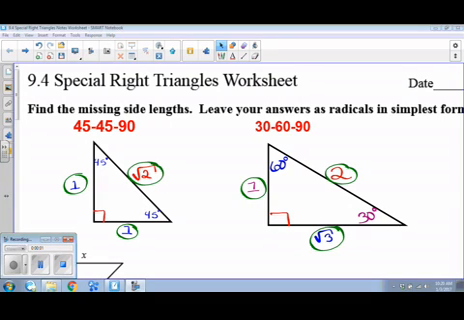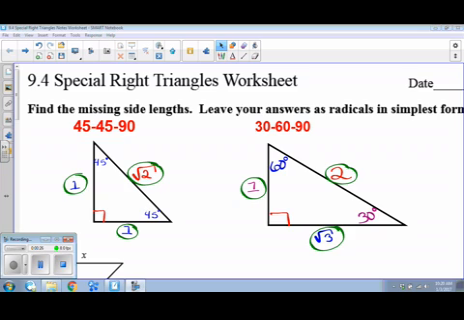...is a 45, 45, 90. Okay? Now, we've learned, and I know it's been a little while because we just got back from Christmas, that the measurements of the sides of a triangle have a direct relation to the angles that are opposite to them, right? Correct? So if you have two angles that are the same, two of the sides are also going to be the same. Does that make sense?